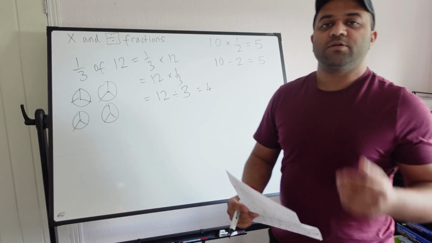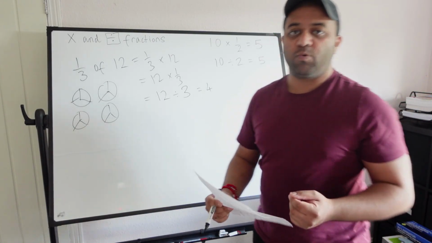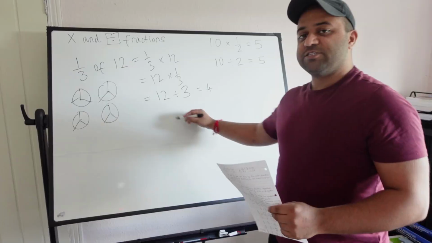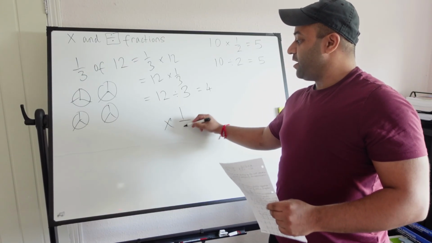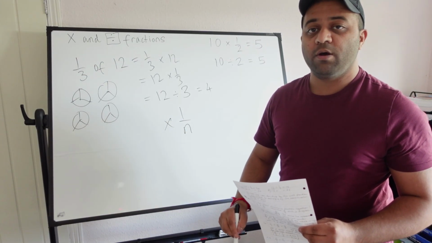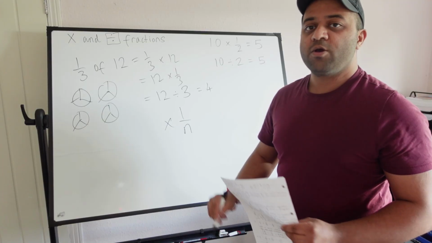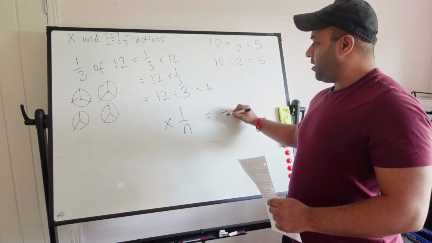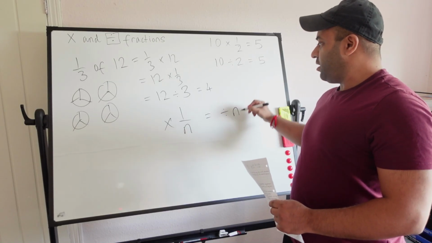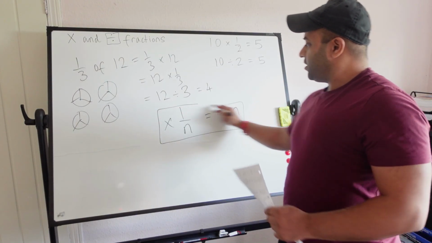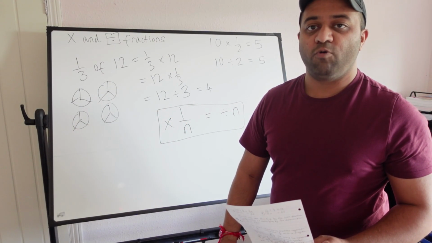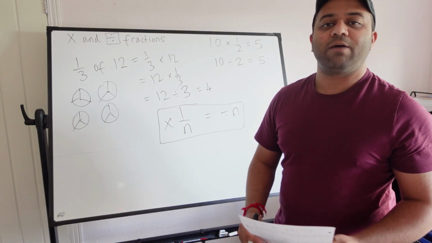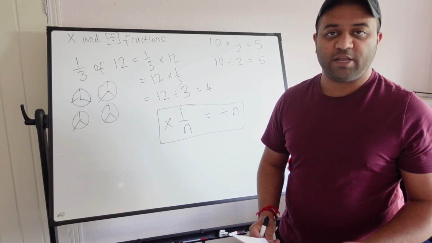So, we can write down a rule based on what we've just found out, and that is multiplying by a fraction 1 over n is equivalent to dividing by that denominator of n. So this will be a useful rule for later. Now let's take a look at dividing with fractions.